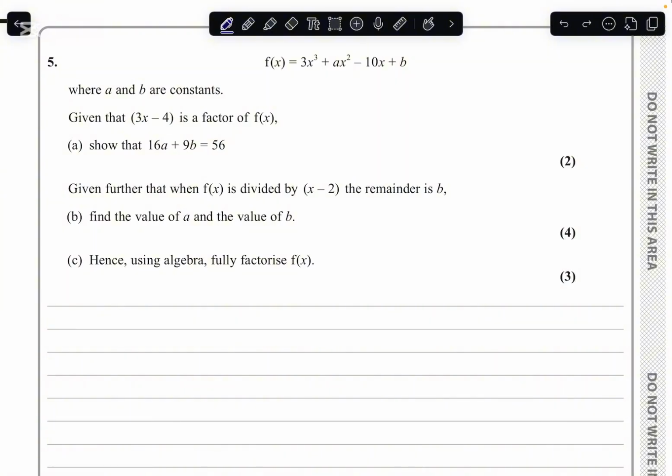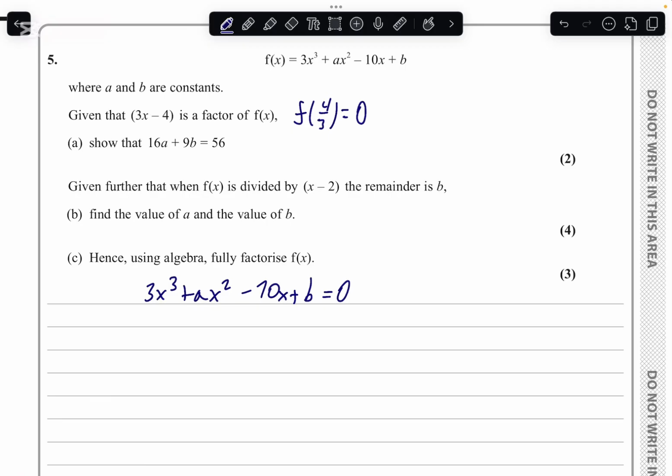So we can say that 3x cubed plus ax squared minus 10x plus b will be equal to 0. So surely this here means that f of 4 over 3 is equal to 0. If we just substitute x for 4 over 3, so we do 3 times 4 over 3 cubed plus 4 over 3 squared a minus 10 times 4 over 3 plus b is equal to 0.